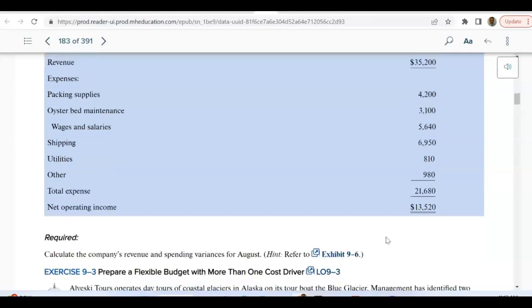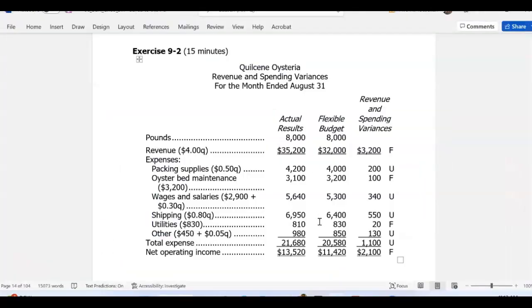So now you as a manager need to calculate the company's revenue and spending variances for August and try to understand a little bit more about these issues. So here we are trying to compare them. So the actual is here, the flex budget is on the right-hand side. Now you compare and you say, okay, the flex is showing exactly the same as actual. That's very nice. Now we are comparing apple to apple. So in this regard, you see the revenue has increased by $3,200, which is a favorable situation.